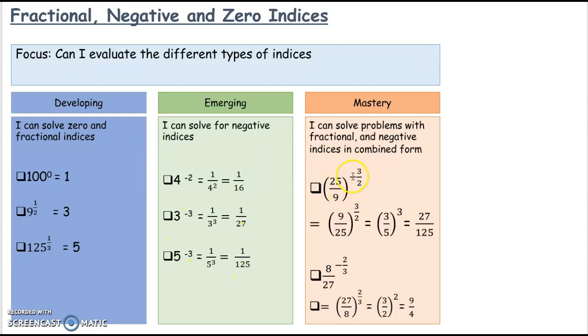For the last bit, remember to do the negative first, so you flip this one, then you square root it, so square root of 9 is 3, square root of 25 is 5, then you do the cube to give you 27 over 125. Same thing for here, do the negative first, then do the cube root, then you square it.